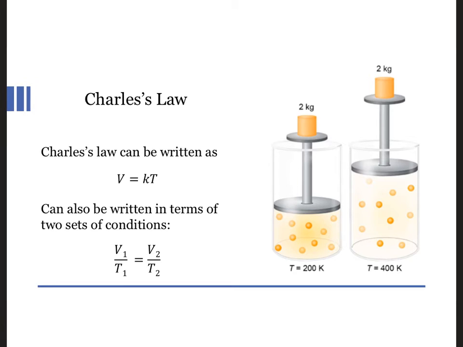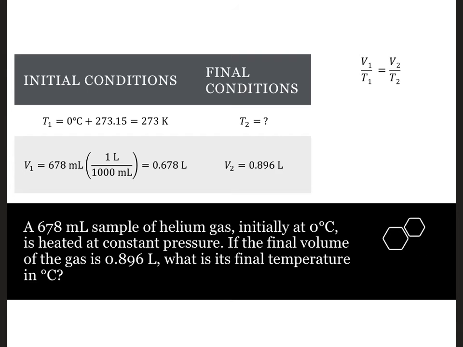Let's try this out in a practice problem. A 678 milliliter sample of gas, initially at 0 Celsius, is heated at constant pressure, achieving a final volume of 0.896 liters. What is the final temperature in Celsius? To solve this, tabulate the data and convert to like units. In this case, we need everything in terms of Kelvin temperature and liters.